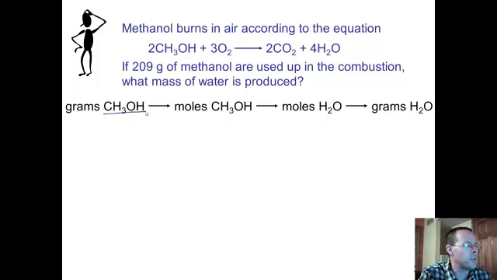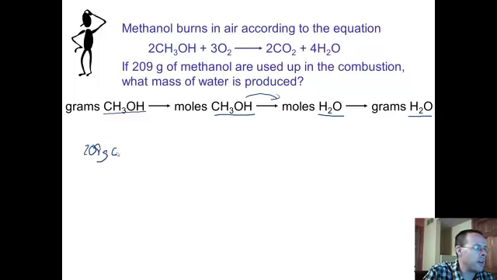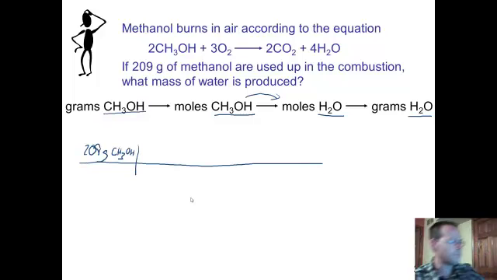So kind of here's where we are going. We go from mass of A, which is methanol, to moles of A, and then we're going to go from moles of A to moles of B, cross the mole bridge, and then it looks like we want to know what is the mass of water, so we're going to go from moles of B to mass of B. Alright, so we're going to start over here, 209 grams, and we're just going to write CH3OH, and we're going to do a pretty long conversion chart here.